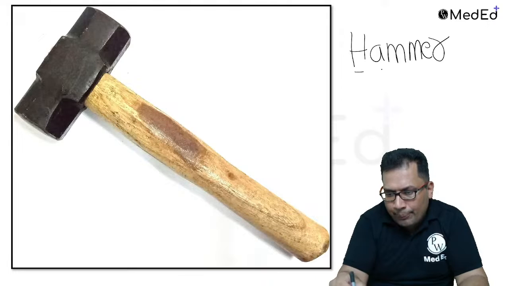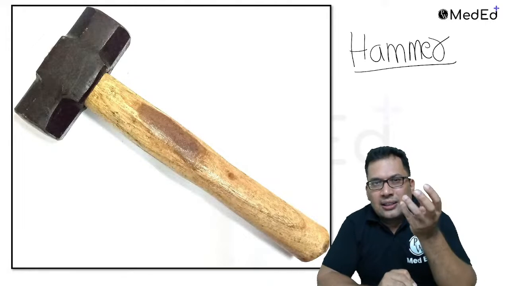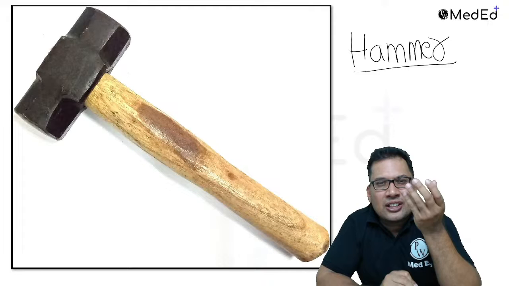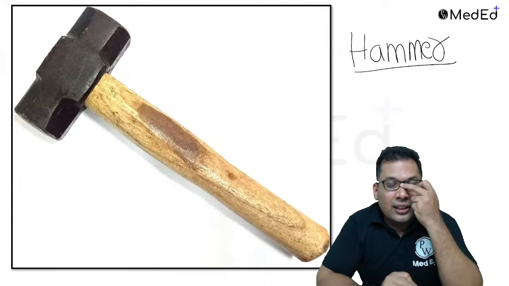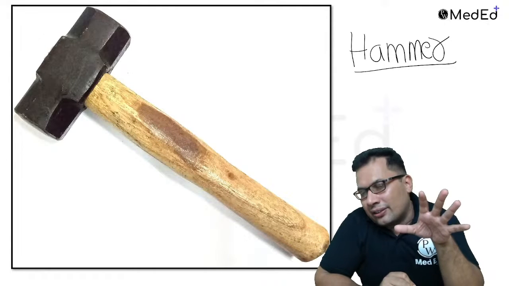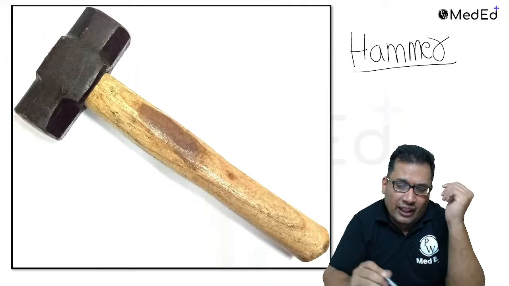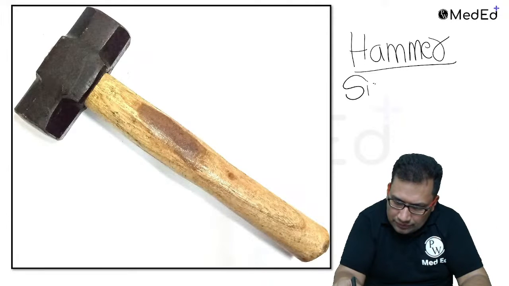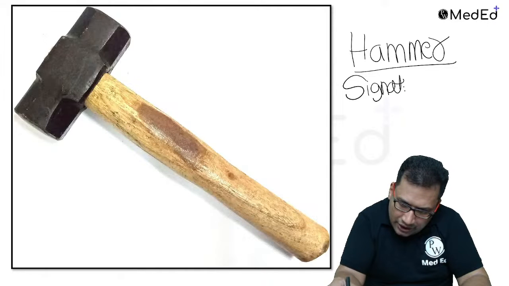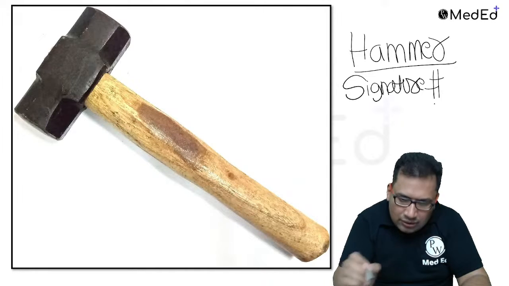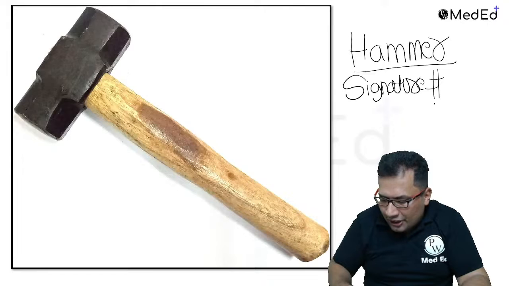Hammer is a blunt weapon. It is a heavy weapon having a small striking surface. It leads to one important fracture. Remember that: that is depressed fracture, a signature fracture. So now let's see weapon examination.